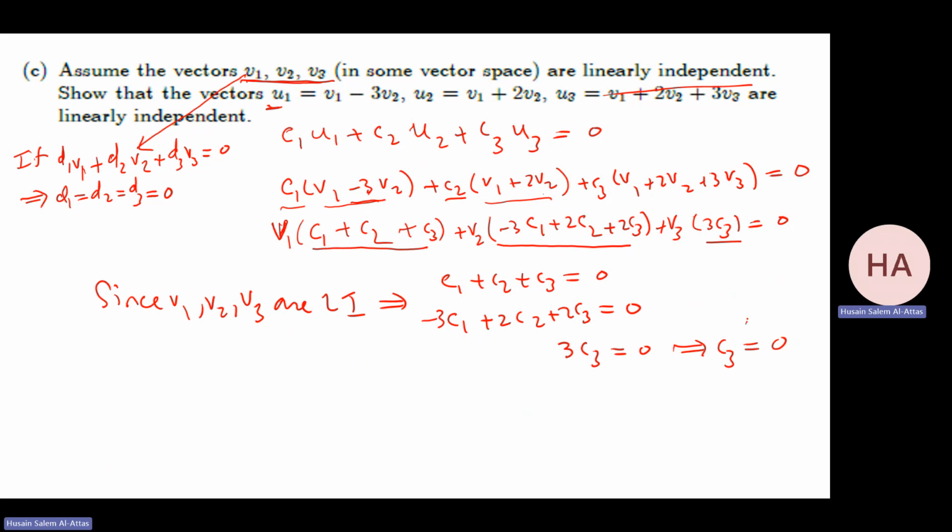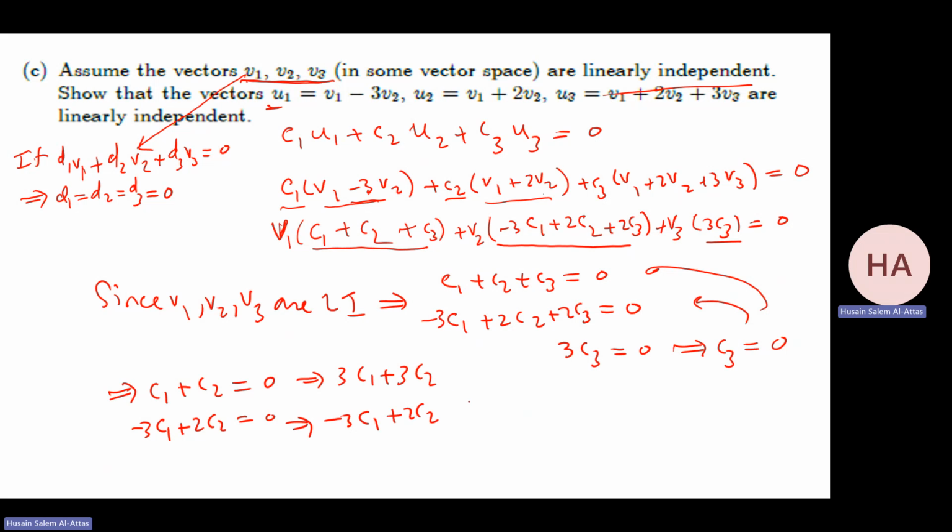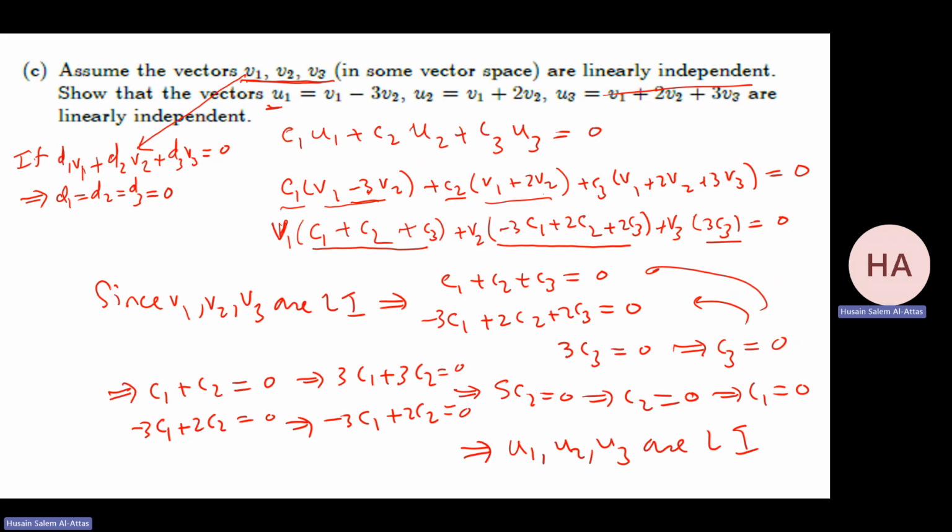Okay, C3 equals 0. Plug it here and there. You're getting what? C1 plus C2 is equal to 0, and minus 3C1 plus 2C2 equals 0. So this one gives me 3C1 plus 3C2, and minus 3C1 plus 2C2. Add them, you get what? 5C2 equal to 0. So C2 equal to 0. Plug it, and that implies C1 equal to 0. Means U1, U2, U3 are linearly independent.